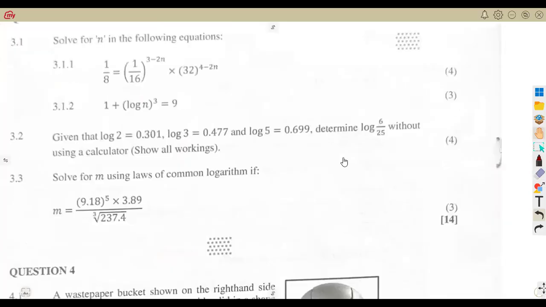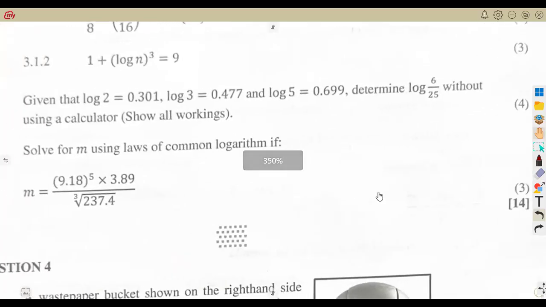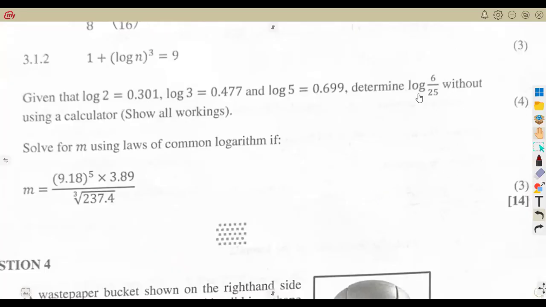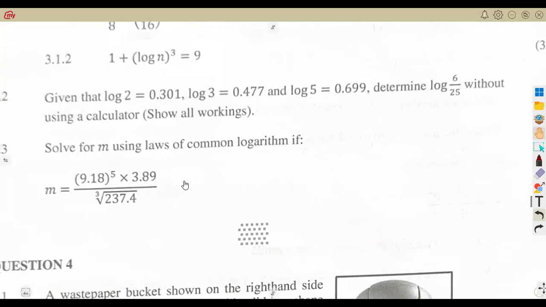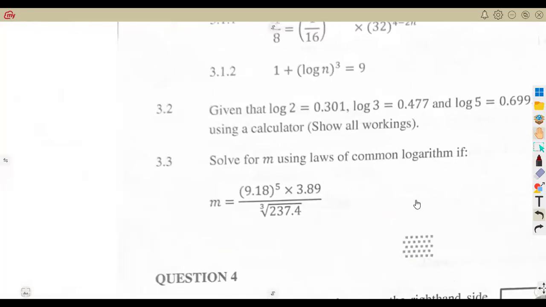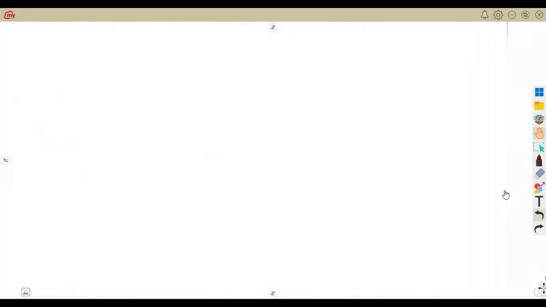Given the logarithm of 2 is this, the logarithm of 3 is that one. All right, determine log 6 over 25 without using a calculator. Show all calculations. All right, that's an interesting question indeed. All right, 3.2, let's just take our information there.